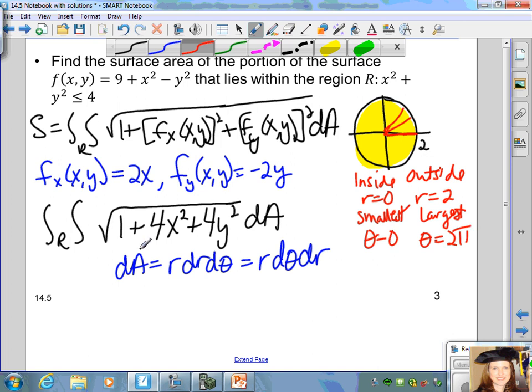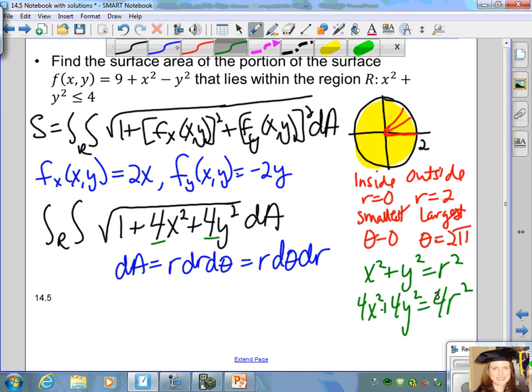But we also want to make some substitutions here. If our differentials are dr and d theta, then we can't have any x's and y's in here. So one of the conversion equations that we use in converting is x squared plus y squared is equal to r squared. And notice that we have actually 4x squared plus 4y squared. That would have to equal 4r squared. So when we make the conversions here, it's going to be our double integral of the square root of 1 plus 4r squared, and then it's going to be r times either dr d theta or d theta dr.